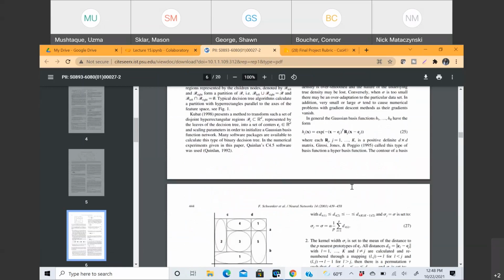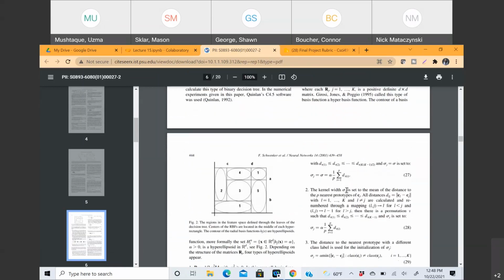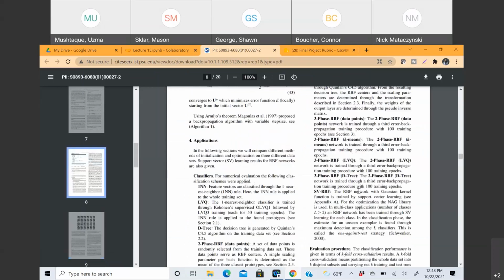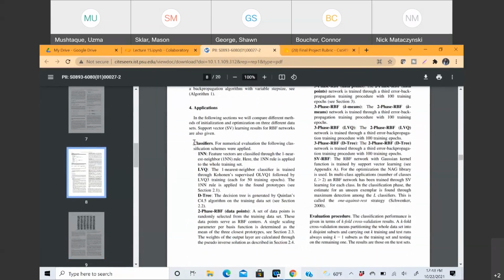So a quick summary. They have summarized how they are utilizing these different classifiers. The first one is 1NN, where feature vectors are classified through the one nearest neighbor rule, the first hidden nodes, right? Then there is the self-organizing map that I was talking about. And the third one is the decision tree. I think we mentioned that we can get those prototype vectors using decision trees. So that's what they're doing here.